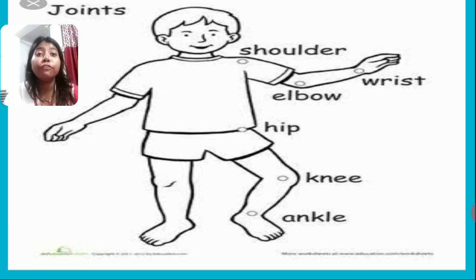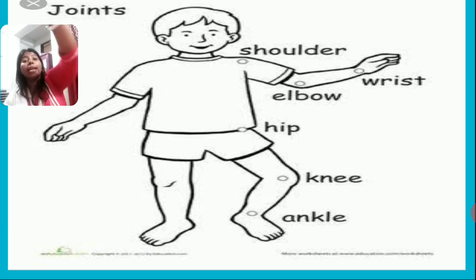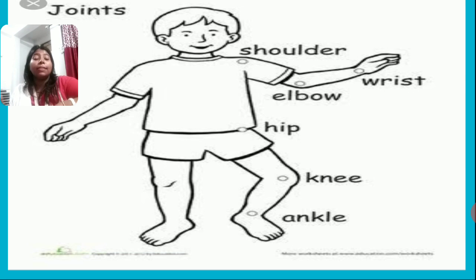Just think, children, if we didn't have joints, what would have happened? If we had only one single bone, suppose in this hand we have only one bone, then you are unable to move it. You have to keep it in one position always. Since we have the joints, we are able to move it in different positions. Clear? So joints means when the two bones meet, they form joints.